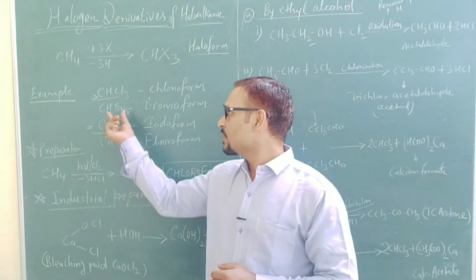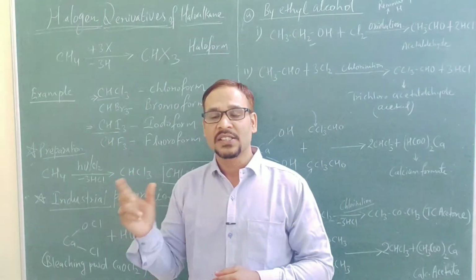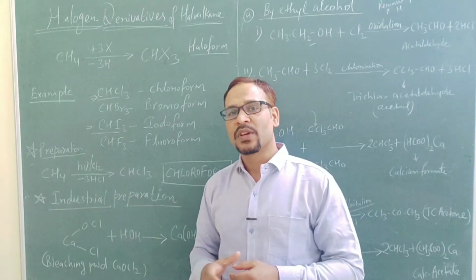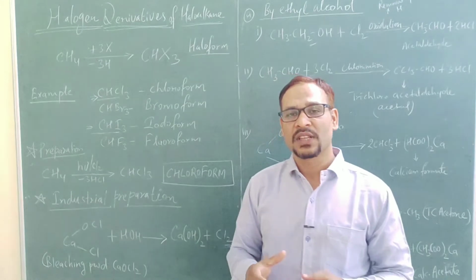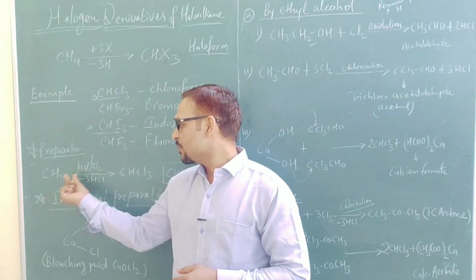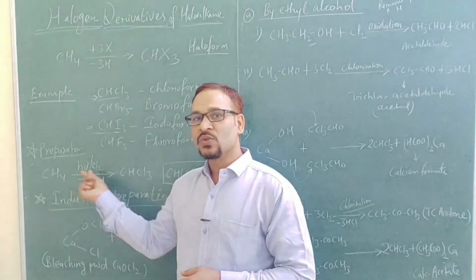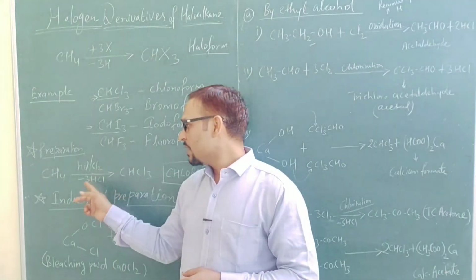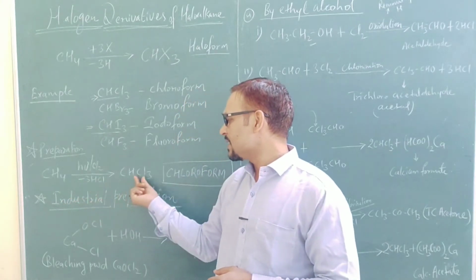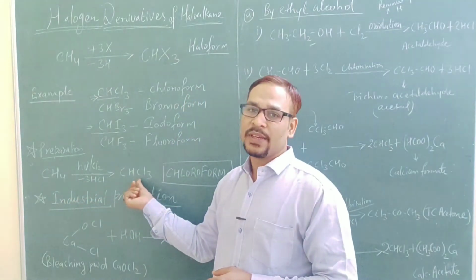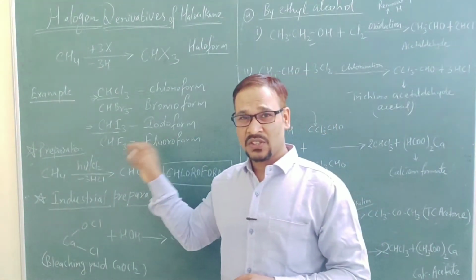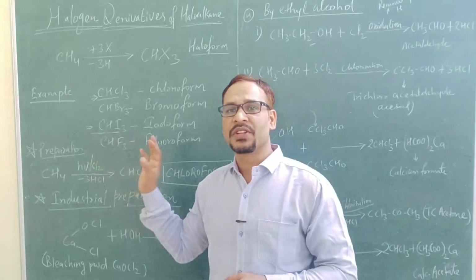The common formula of chloroform is CHCl3. And how is it prepared? Generally it is prepared by the halogenation of alkane in the presence of sunlight. Alkane की halogenation करेंगे in the presence of sunlight, with Cl2, right? What will happen? 3 HCl molecules will be removed and 3 chlorine atoms will be added, forming chloroform. So this is the general preparation.